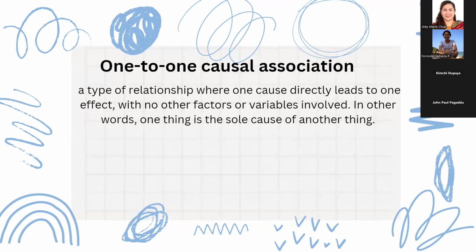So next one is yung ating under sa direct association yung tinatawag nating one-to-one causal association. So it is a type of relationship where one cause directly leads to one effect with no other factors or variables involved. So in other words, one thing is the sole cause of another thing.